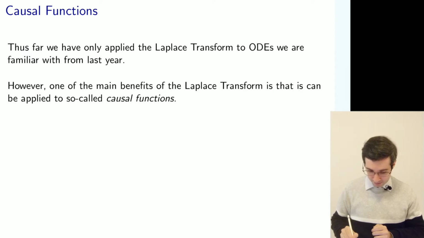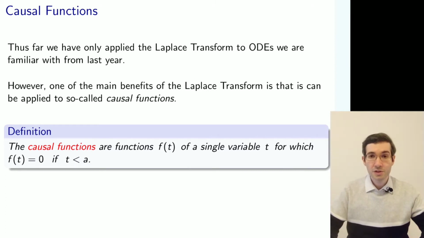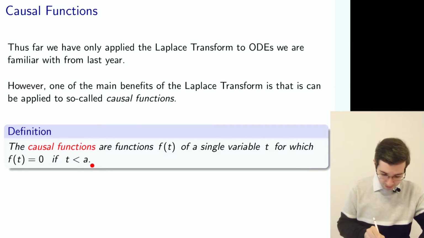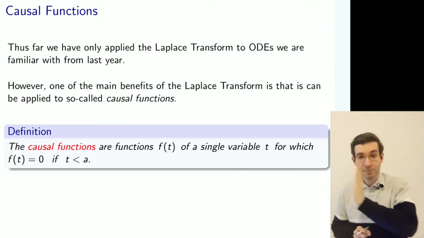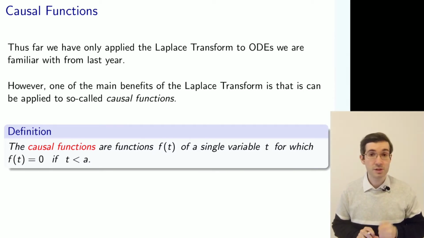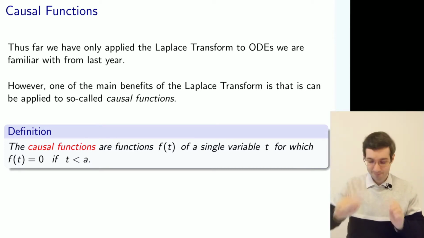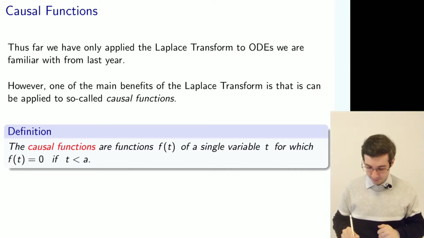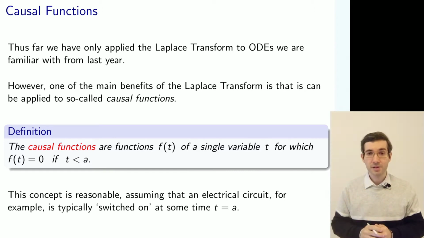A causal function is a function of a single variable which appears at some time and which does not exist until that time, which means that it's 0 up to a given time. Oftentimes it's just 0, but sometimes it can be some positive fixed time, say 10 seconds. So there was nothing before 10 seconds and then something happened. Let's look at some of the examples when this causal function appears.